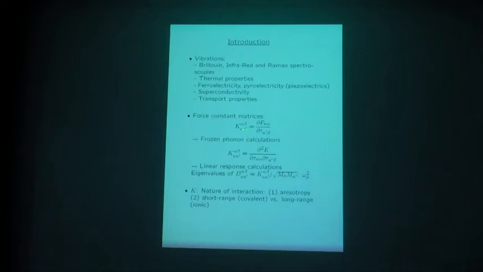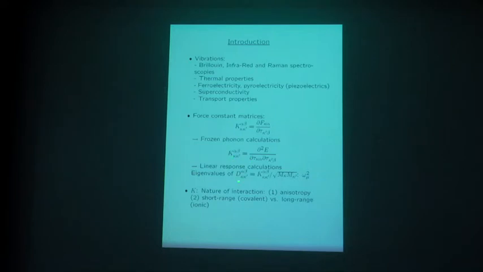Between two atoms, K and K prime, moving in the directions alpha and beta, are basically related to the derivatives of forces on atom K in the alpha direction with respect to displacement of atom K prime in the beta direction. That's the definition of force constant. So frozen phonon calculations, basically you can calculate using energy differences or force differences. And in linear response calculation, which I talked about at length in the last 10-15 minutes, you will be calculating this matrix analytically as the second derivative of this equation.